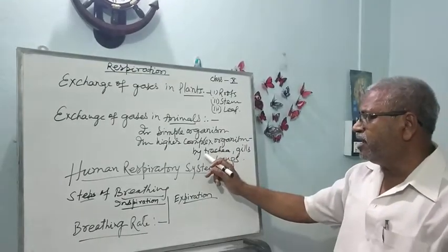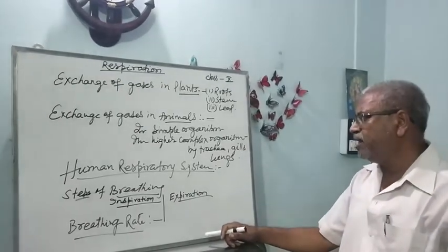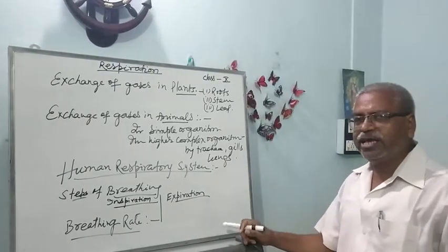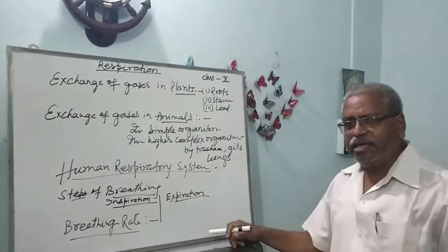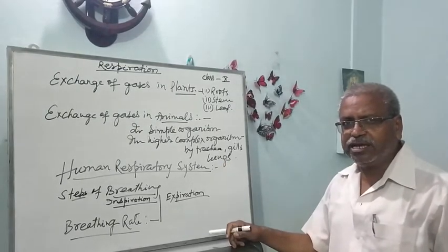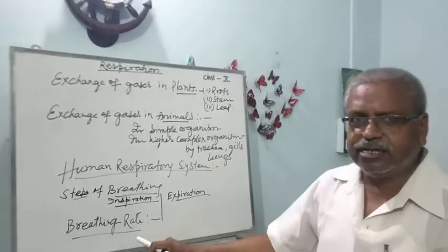In insects, trachea is the respiratory organ. In fishes, exchange occurs through the gills, and in birds, reptiles and mammals, lungs are the respiratory organ.